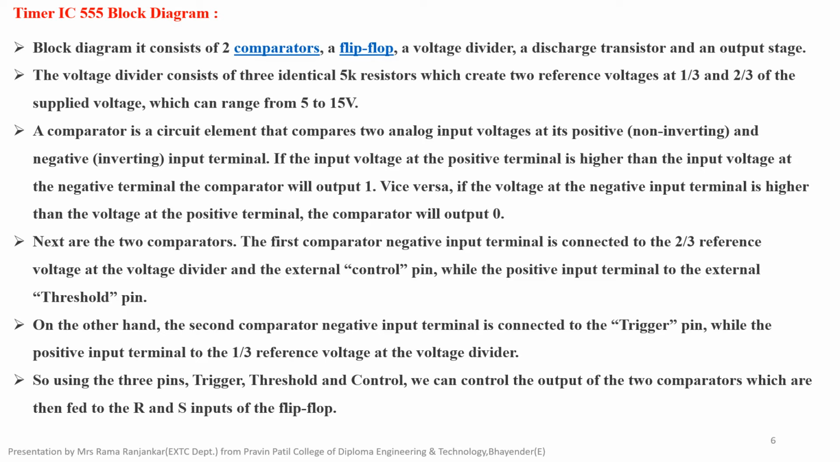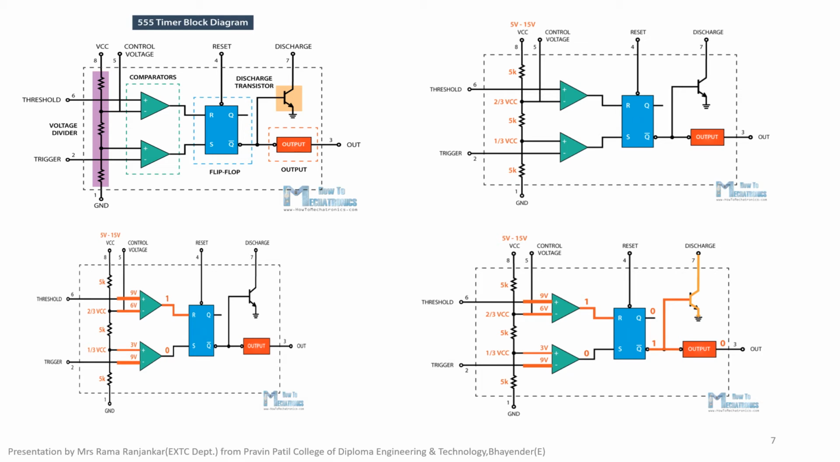The first comparator's negative input terminal is connected to the 2/3 reference voltage at the voltage divider and the external control pin, while the positive input terminal is connected to the external threshold pin. On the other hand, the second comparator's negative input terminal is connected to the trigger pin and the positive one is connected to 1/3 VCC. Using these pins, trigger, threshold and control, we can control the output, and the comparator outputs are fed to the R and S inputs of the flip-flop. So here the 555 block diagram is shown.